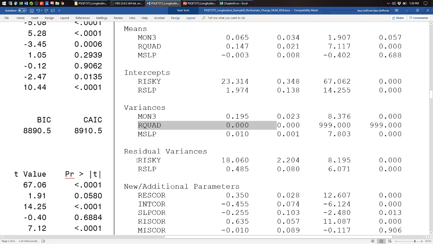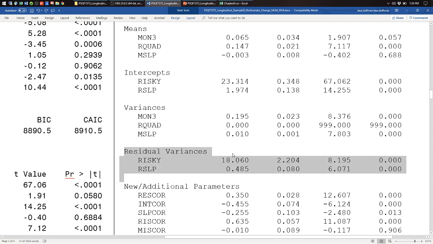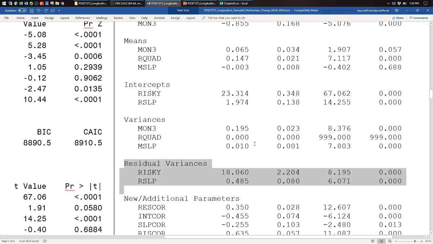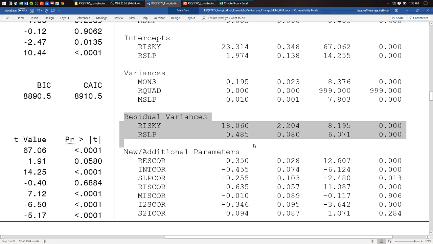And then finally, residual variances in the between model. That violates our language in this class. What does it mean? It means residual in the sense of left over, unexplained. So this is the rest of the random intercept variance in risky and the rest of the random linear age slope variance in risky. And here are the correlations that I computed. They exactly match those of R core and G core.